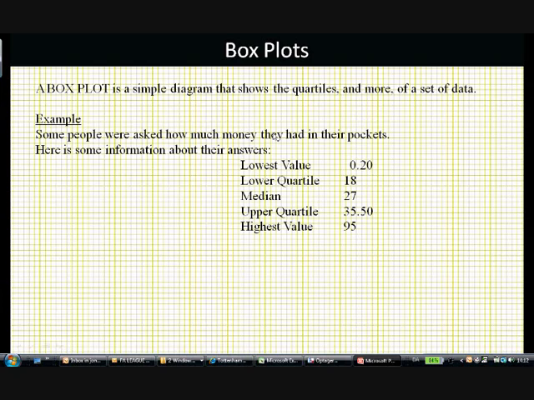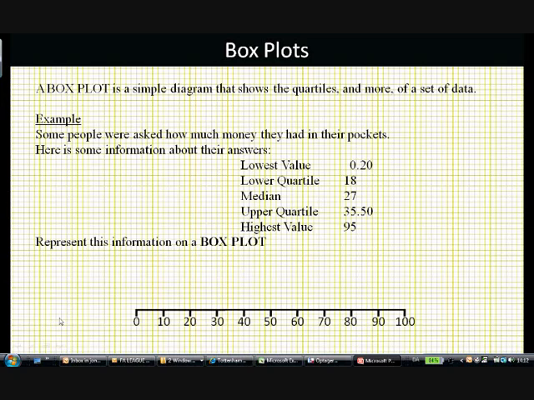So remember we had the people with the money in their pockets. We didn't know exactly how much each, but the lower quartile was 18. The upper quartile was 35.5 and the median was 27, as we saw from the cumulative frequency graph. Now I'm giving you the extra information that the lowest value is 0.20. So that means that 20 cents, 0.2 of a dollar, is the smallest amount of money that anybody had in their pocket. And then the highest value is 95. So I'm telling you that the most money anybody had in their pocket was $95. So it's the information we had and two extra pieces of information, the lowest value and the highest value.